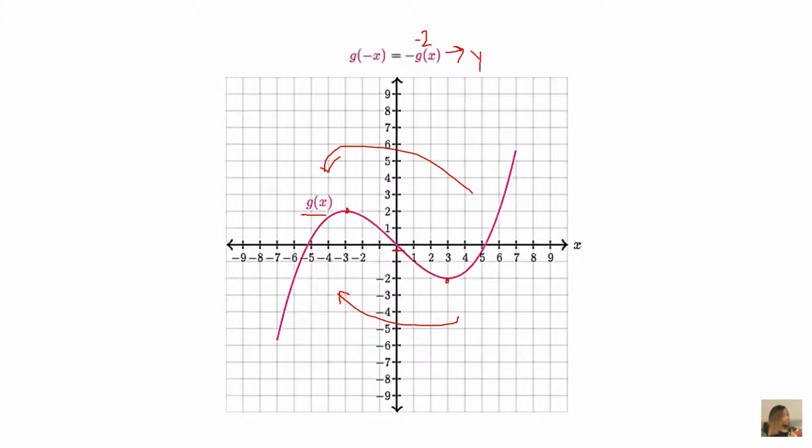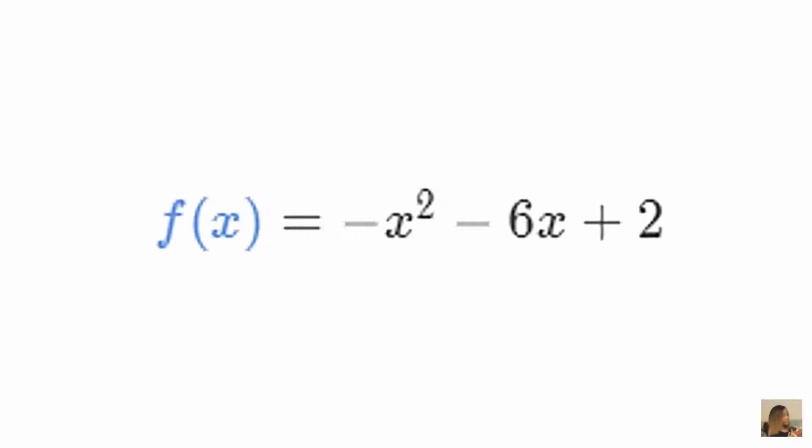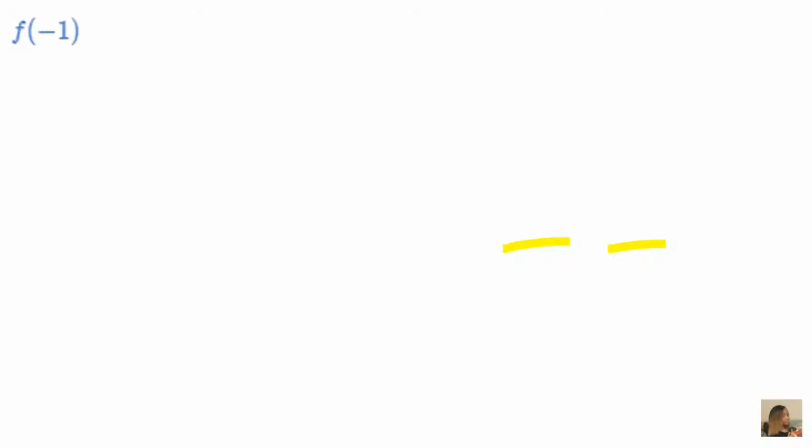And this equation is the defining stipulation for an odd function, just in case you're not given a graph like this where you can visually inspect the function. Now we're going to determine whether or not f of x equals negative x squared minus 6x plus 2 is an odd function, and we're going to see that it's not. We're going to prove this by showing that f of negative 1 is not equivalent to negative f of 1.